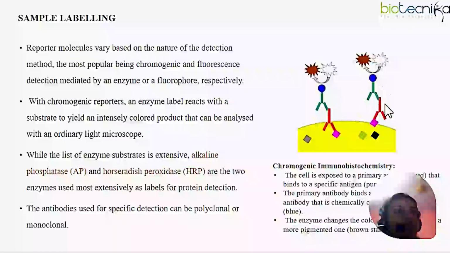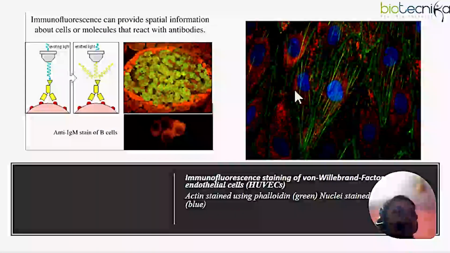You add a secondary antibody having your fluorophore and just excite it with the desired wavelength of light. So you can observe the fluorescence also, which is immunofluorescence. So these are some of the beautiful images which you can see.